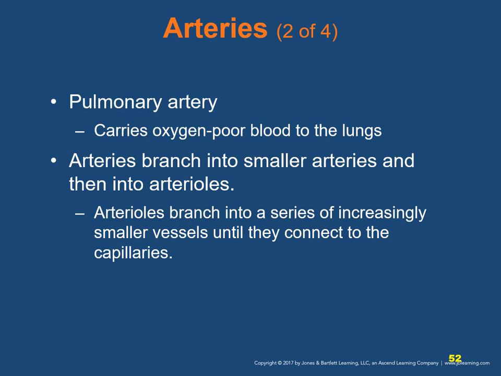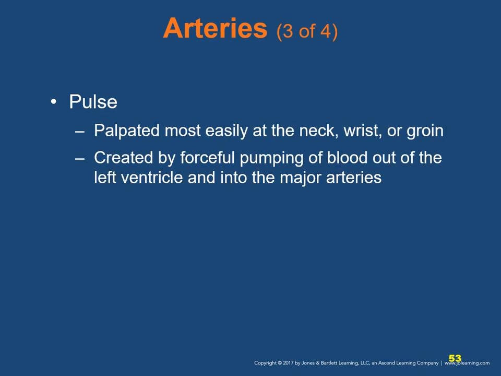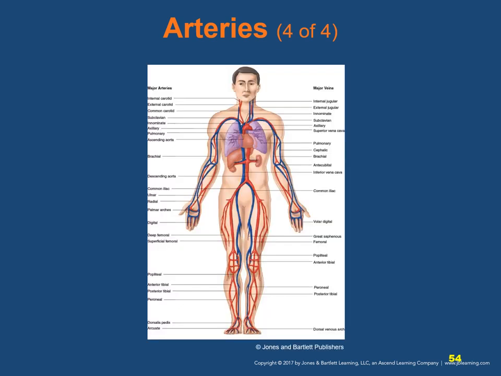Arteries branch into a series of increasingly smaller vessels until they connect to the vast network of capillaries. Pulse is palpated most easily at the neck, wrist, or groin, and is created by the forceful pumping of blood out of the left ventricle and into the major arteries. This figure shows the major arteries of the human body, and you can see where they branch at the umbilicus into two larger arteries that supply the legs.